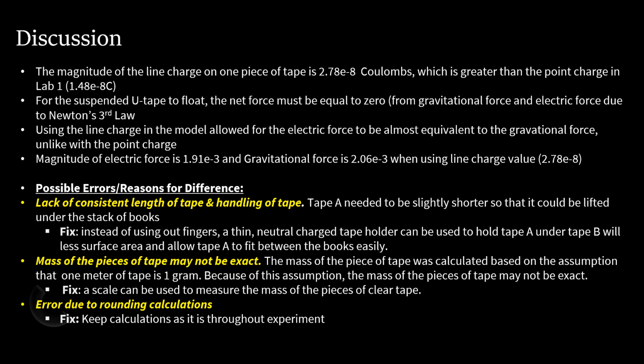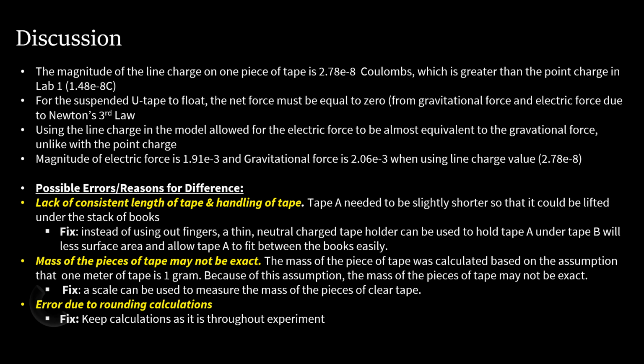For the suspended U-tip to float, the net force must be equal to 0, with the gravitational force and electric force being equal to each other. And using the line charge in the model allowed for the electric force to be almost equivalent to the gravitational force, unlike with the point charge. The magnitude of the electric force ended up being 1.91 times 10 to the negative 3 newtons.